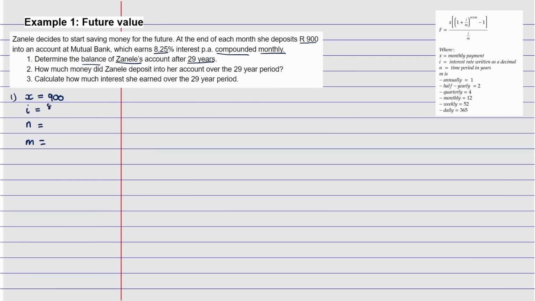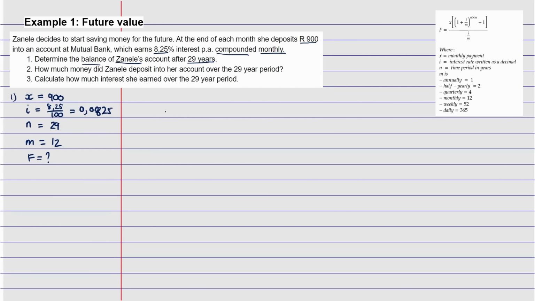It's 8.25, so it's going to be 8.25 divided by 100, which is the same as 0.0825. Then N is what? It's after 29 years, so it's going to be 29. Then M is going to be what? This is compounded monthly, so this is going to be 12. We're looking for the balance, which is going to be F.